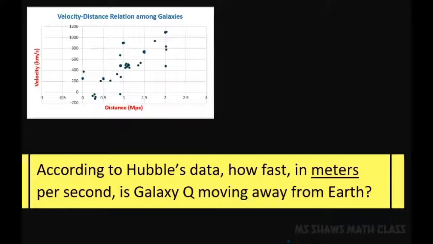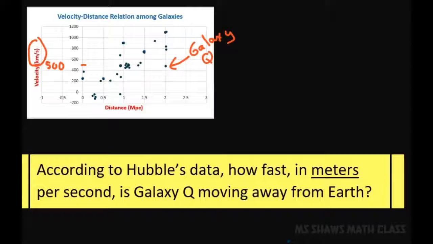According to Hubble's data, how fast in meters, now I didn't write this on here, but this is galaxy Q. I did on the first one, and this is 500. So he's at 500. According to Hubble's data, how fast in meters per second is galaxy Q moving away from Earth? What they gave us is kilometers. So we know that it is going to be 500 kilometers, because this is in kilometers per second.